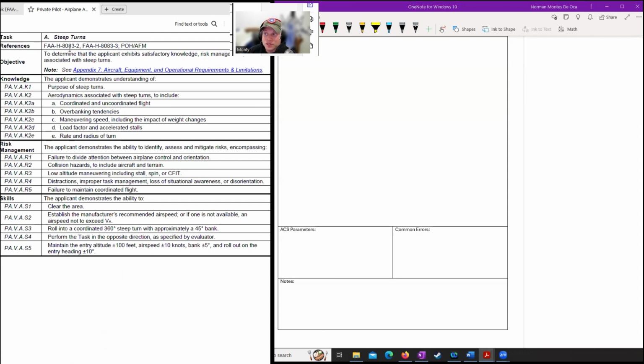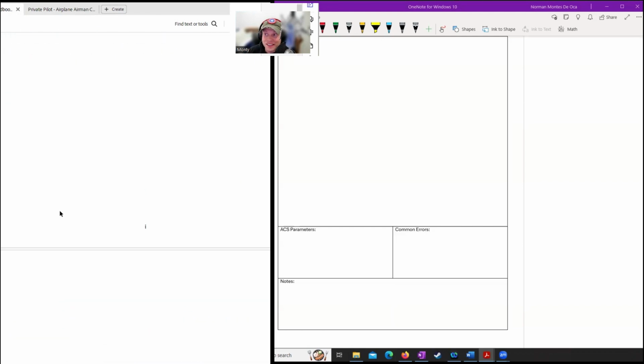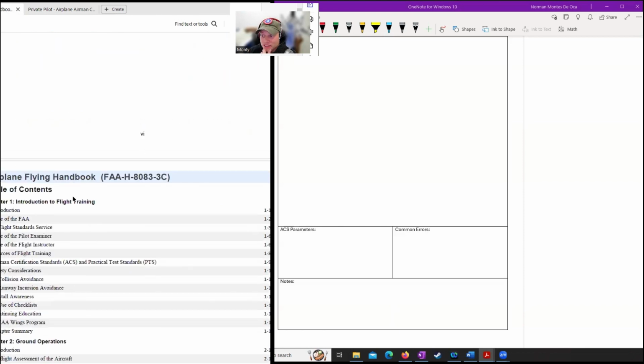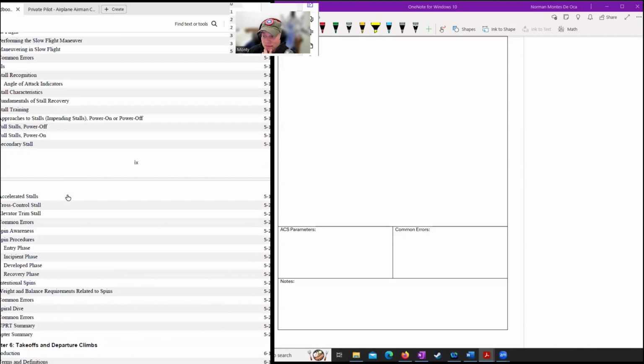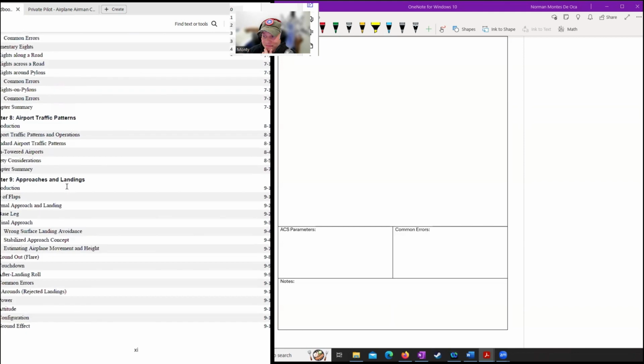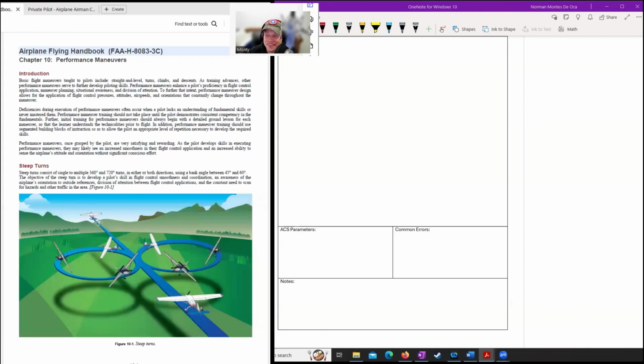Here it is. Here are your references for steep turns: FAA-H-8083-2 and 8083-3, and the POH, or the aircraft flying manual. And then the Airplane Flying Handbook. We're going to go and find steep turns in the Airplane Flying Handbook. This is how the FAA wants you to fly it, official sources and whatnot. Going to the table of contents, probably going to be performance maneuvers. Here we go. Steep turns. It's going to be page 10-1. Cool. So we have the Airplane Flying Handbook, how to do the steep turns, and we have our parameters here.